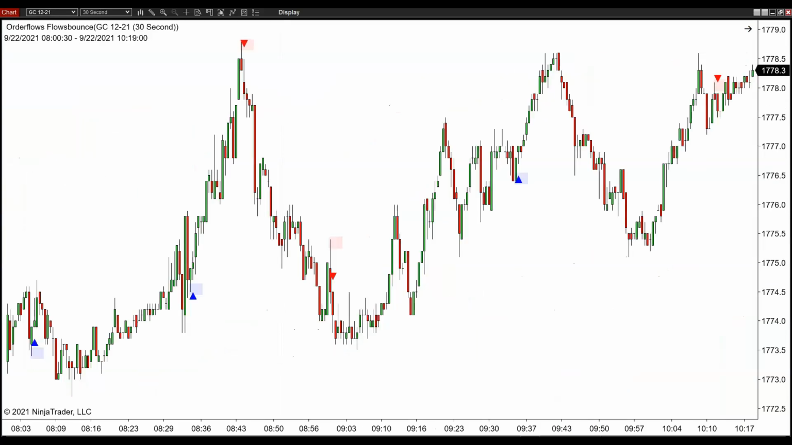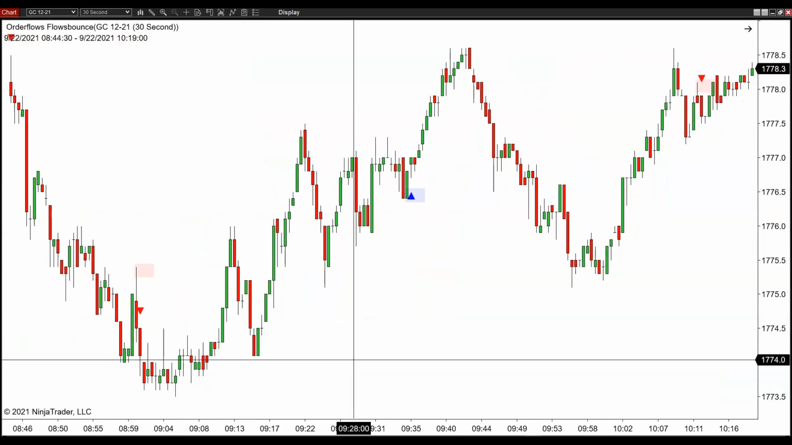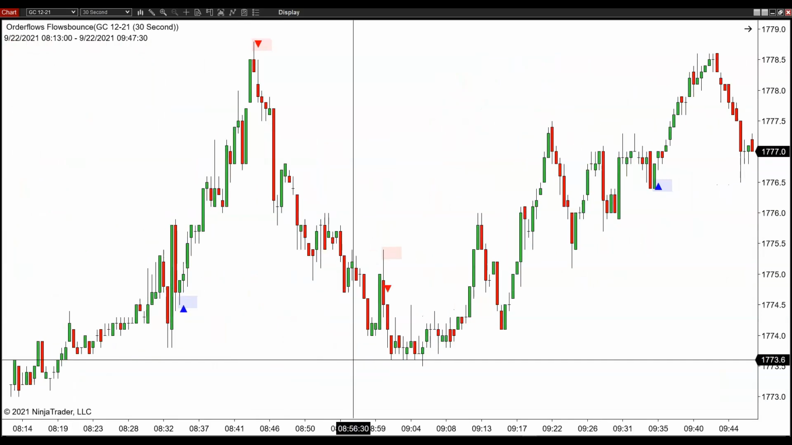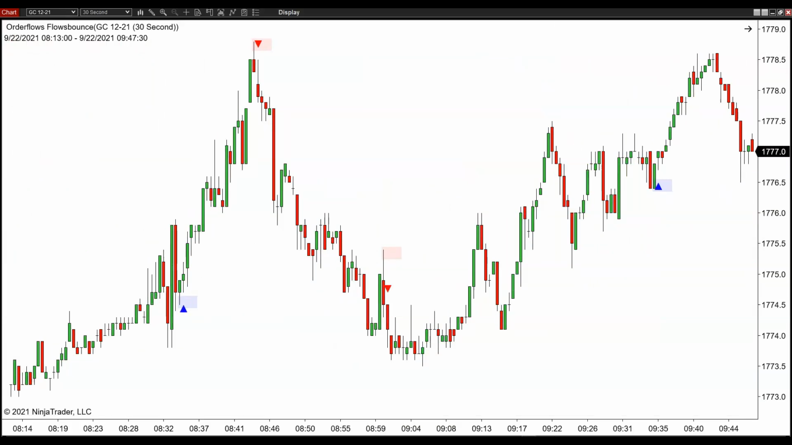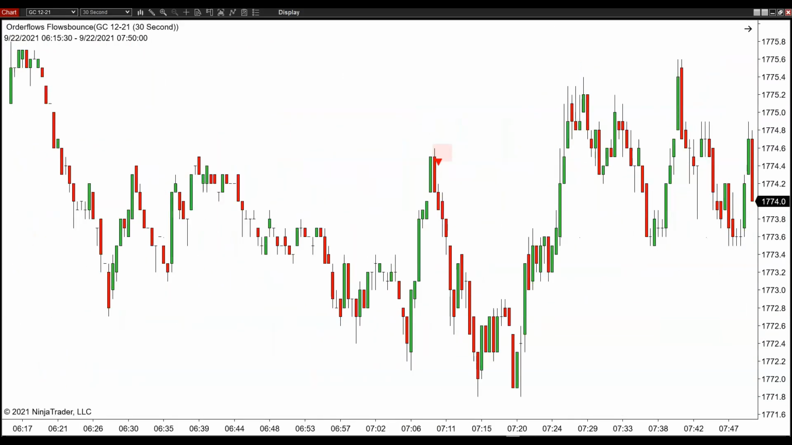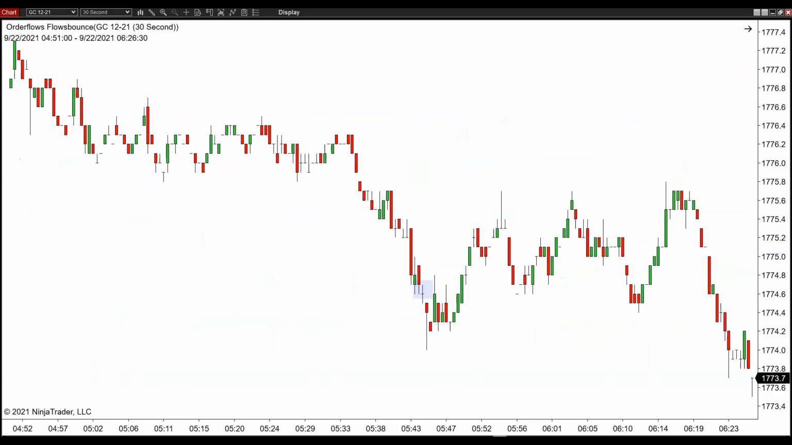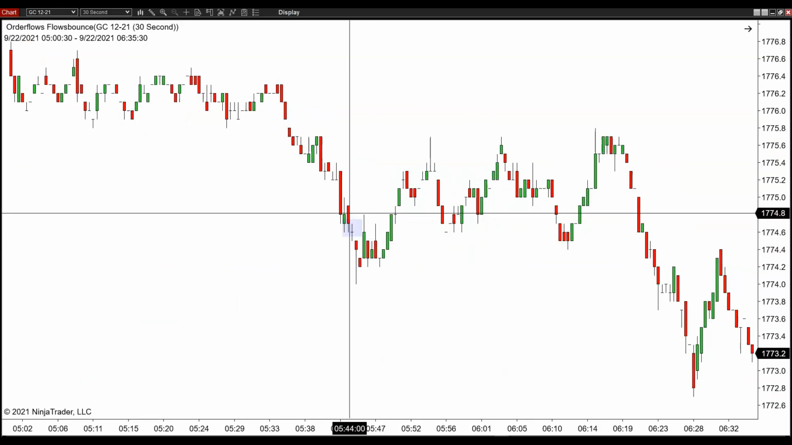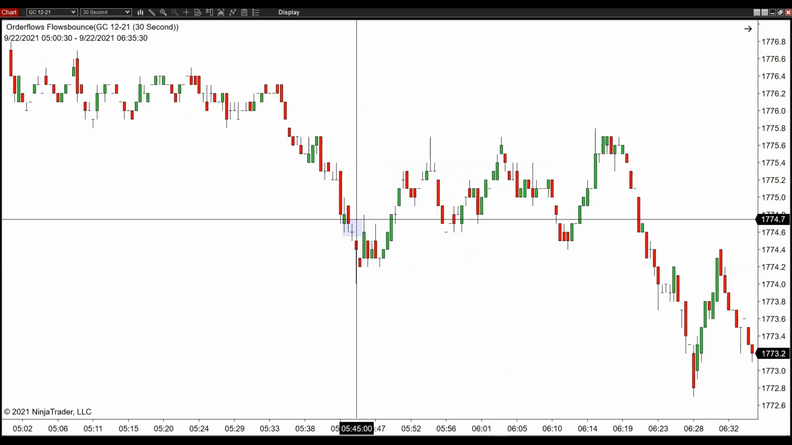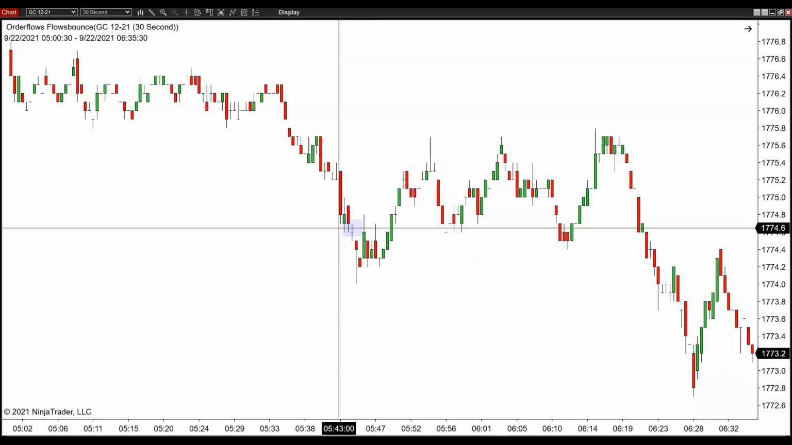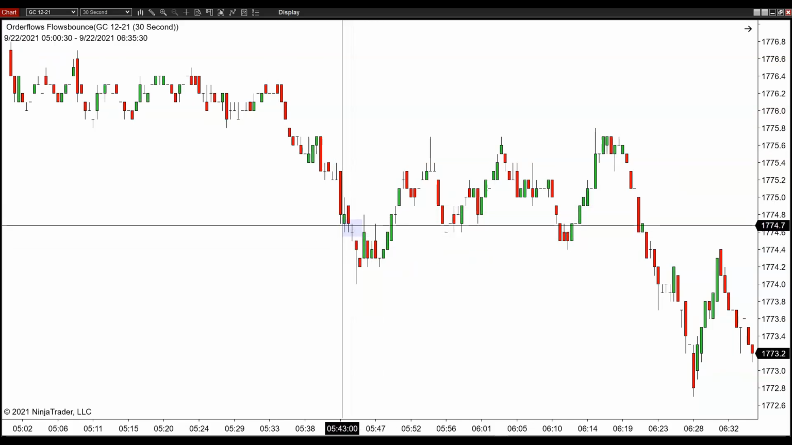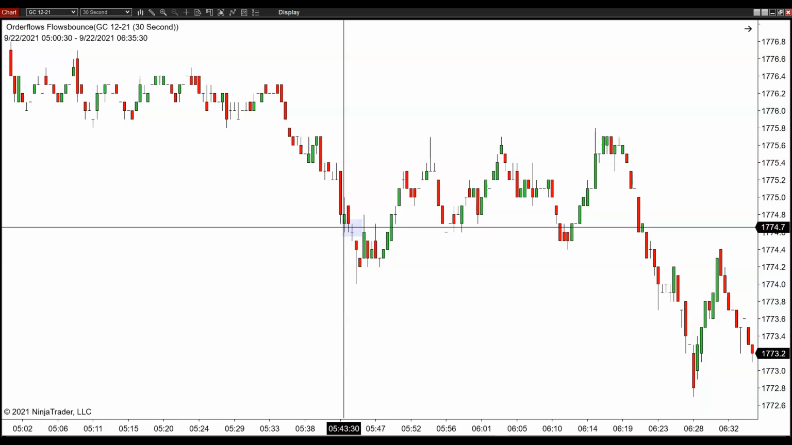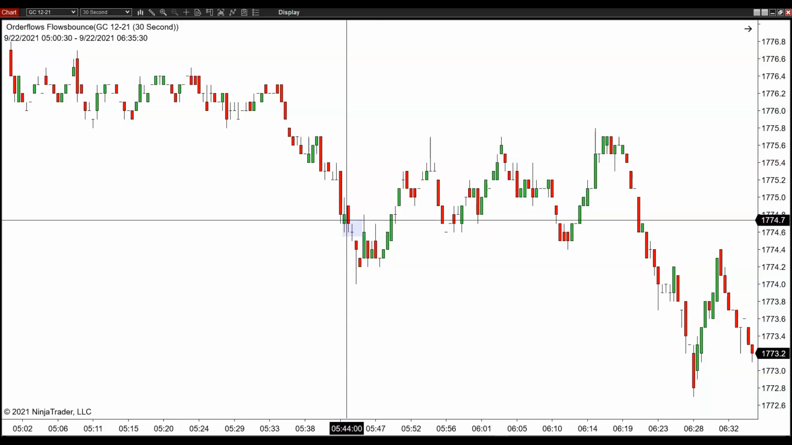I don't know, let's stick with gold here. Okay, so for example, let me find a better example here. Okay, so for example here, I have trade entry signal turned on, and in the middle here, there's this little blue box. It's this zone, right? It's telling you conditions are met in this bar for a potential buy, right?